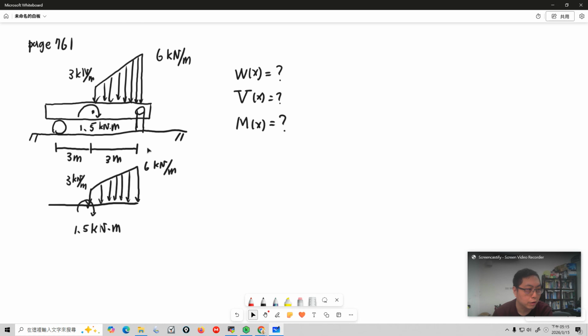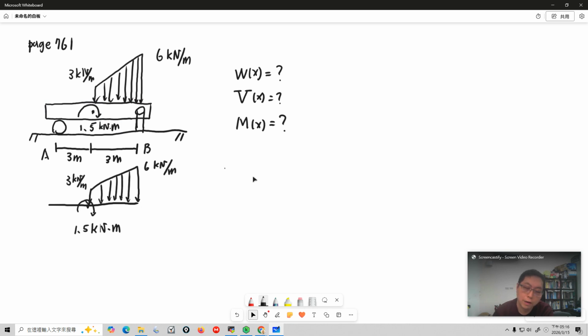Very simple. There is a beam placed on the supports. Let me call this A and this B. A is a roller support and B is a pin support. This is the external loading acting on this beam. Find the loading function and also the shear force function and moment function. There is a distributed load acting on this beam, and also a concentrated moment acting at this position of the beam.